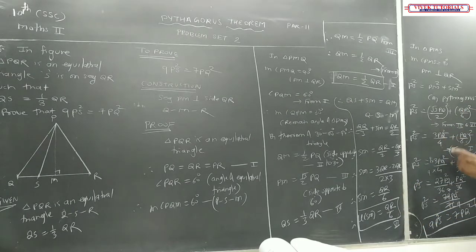3 PQ square by 4 plus PQ square by 36. But denominator it is 4 and 36. To make the denominator same, I have multiplied by what? 9. So 27 PQ square by 36 plus PQ square by 36. So what you got is PS square is 28 PQ square by 36. When I cancel it, I got 9 PS square is equal to 7 PQ square. It is again a question with star.